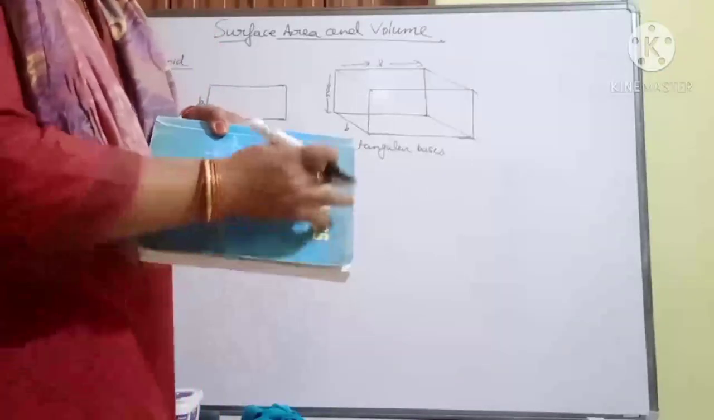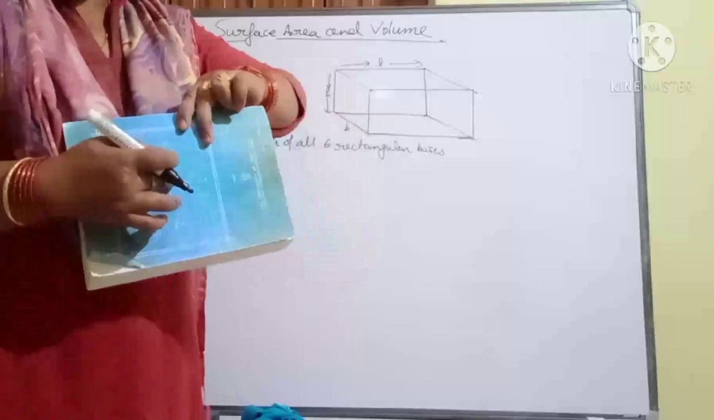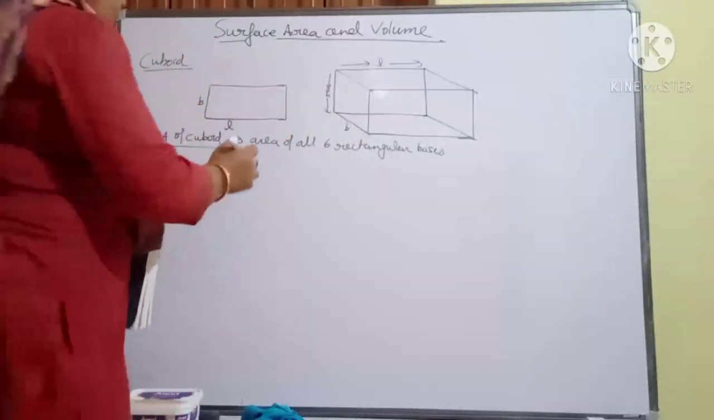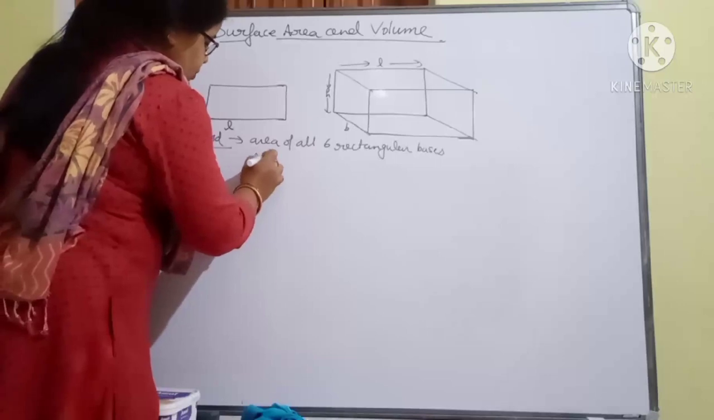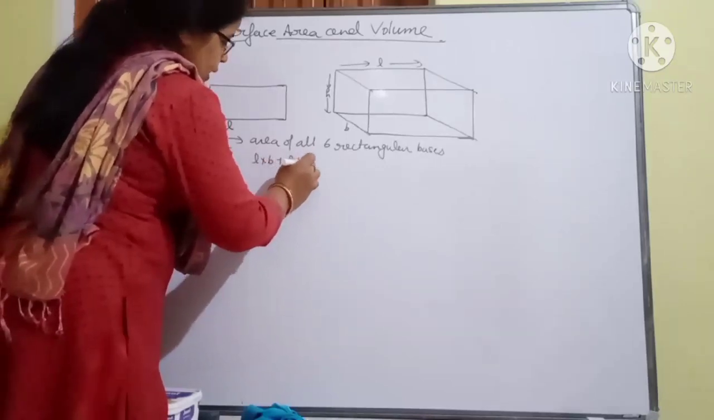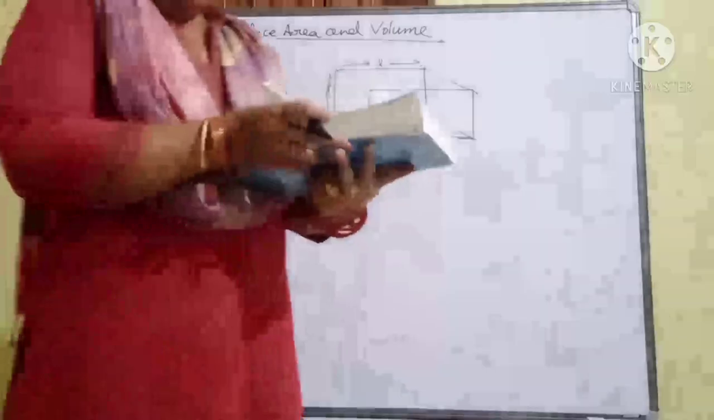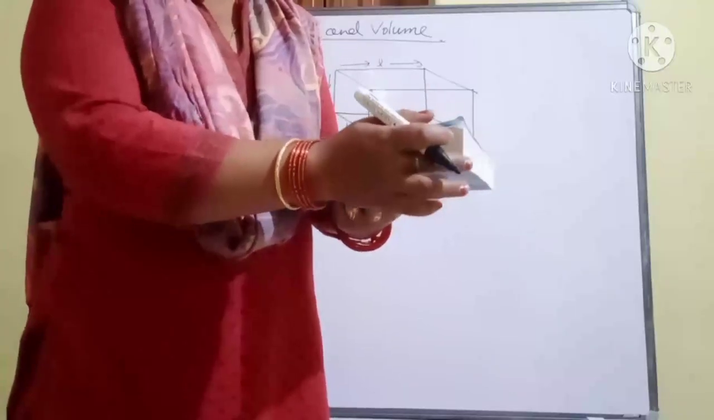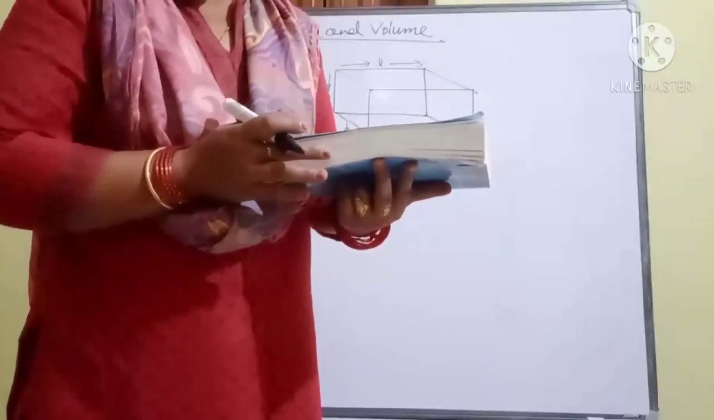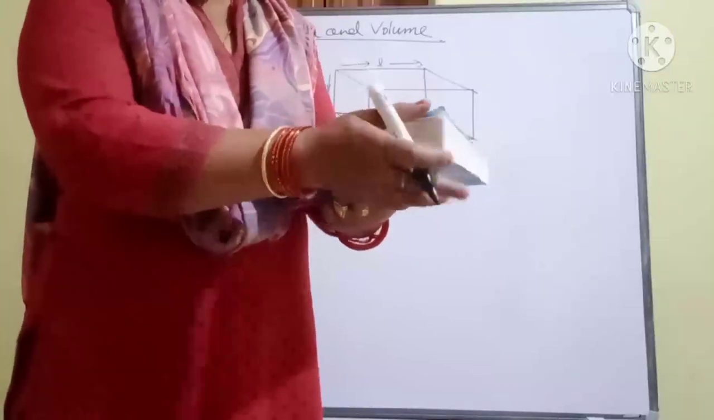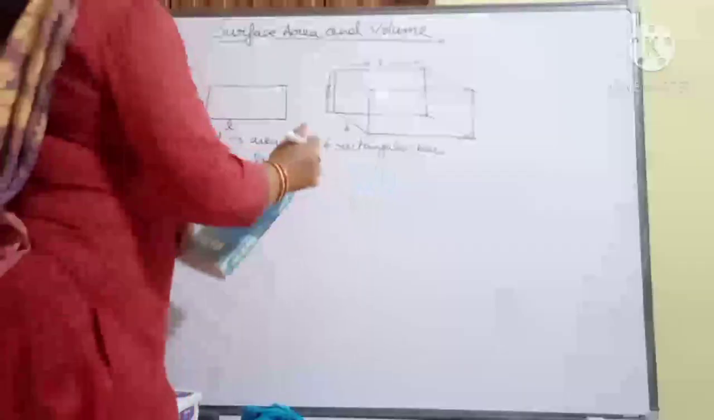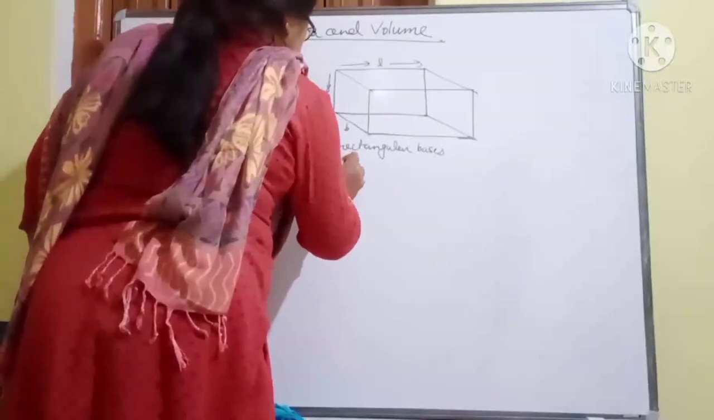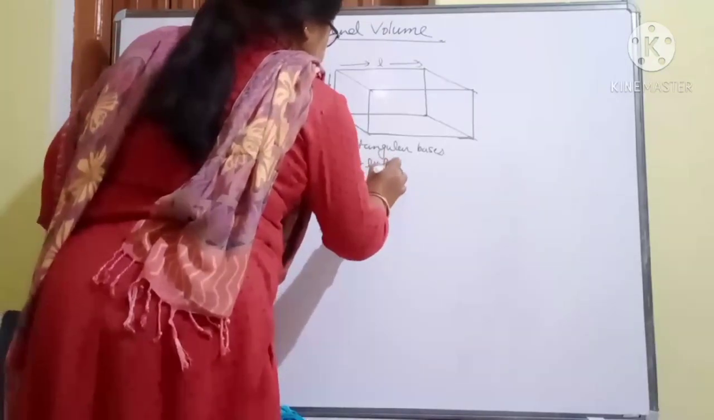Length into breadth, and the same area will be of its opposite face, length into breadth. So the area is L into B plus L into B, 2 length into breadth. If I take the area of this part, here length is there and height is also there. So the area of this rectangular face will be length into height, and the same area will be of this face also, length into height. So plus L into H plus L into H. Okay, this part and this part we have taken.